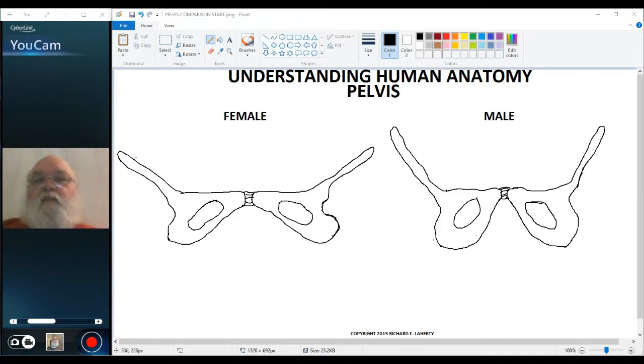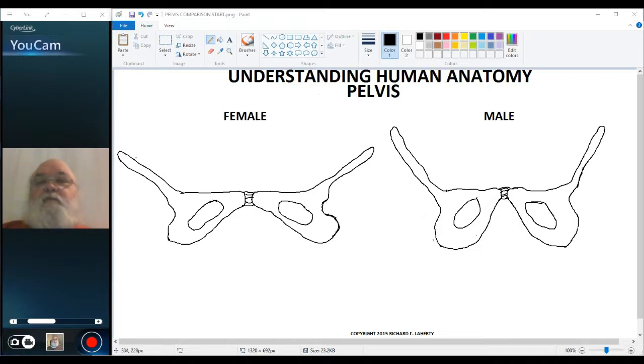Now, these two diagrams you see on the screen, on the left is a diagram of the female pelvis, on the right is a diagram of the male pelvis. And I will tell you quite honestly that I've exaggerated some of the differences between the two pelvises to make it easier to see the differences that I'm talking about.